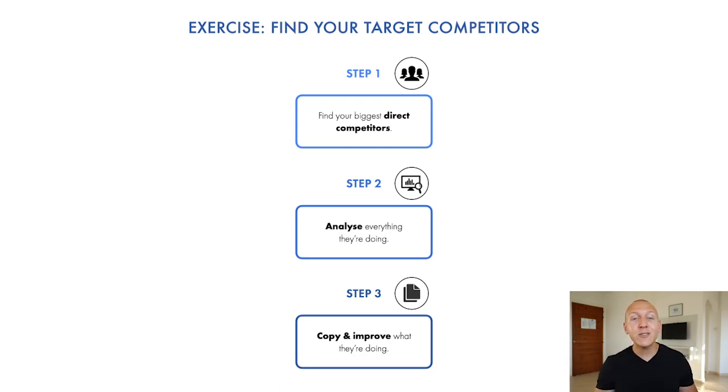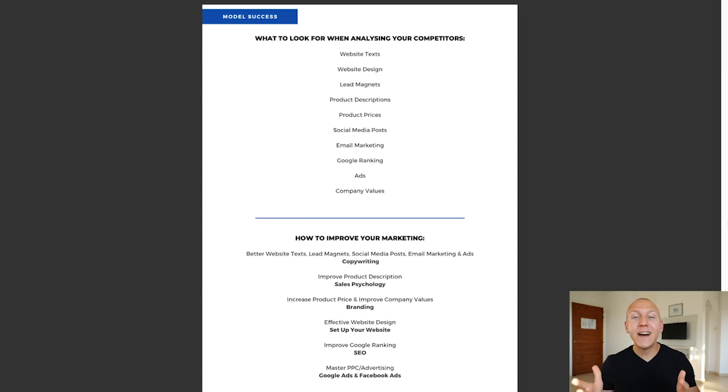So in order for you to understand what to look for and how to improve that to beat your competitors, we have created a template for you. You will find this template in the resources, and in the upper part you will learn what to look for when analyzing your competitors. That means going into their website and looking at their website text. What kind of language are they using? How are they writing? Their website design, their lead magnets, their product descriptions, their social media posts, email marketing, Google ranking, ads, the values of their company, etc. Analyze everything and look for especially these things.